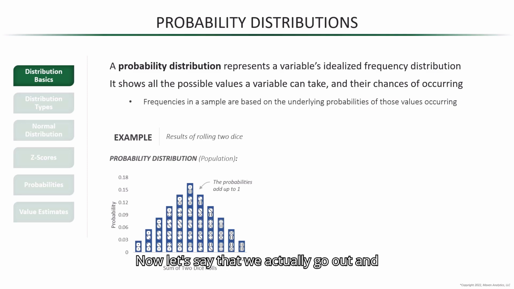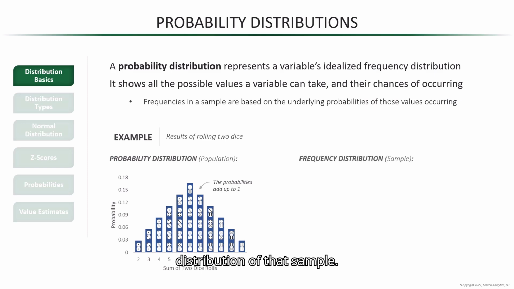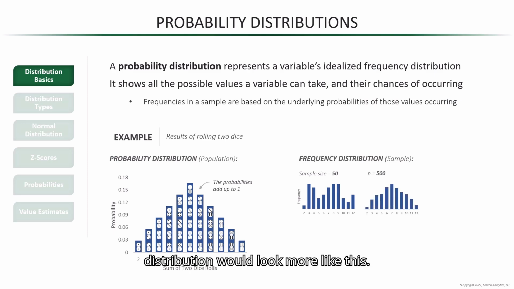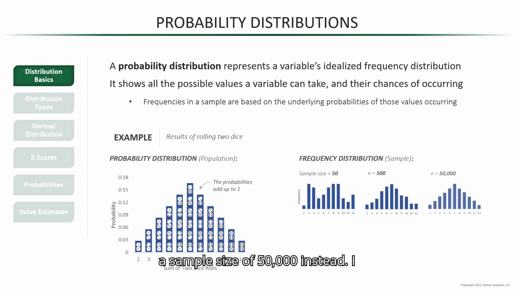Now let's say that we actually go out and roll 2 dice a bunch of times, or take a sample, and then plot the frequency distribution of that sample. Well, if we roll the 2 dice 50 times, we could get something like this, or like this, or like this. But what if we roll the dice 500 times instead? Well, then the frequency distribution would look more like this, or this, or this, which clearly looks a lot more like the probability distribution over on the left. And now imagine that we had a sample size of 50,000 instead.